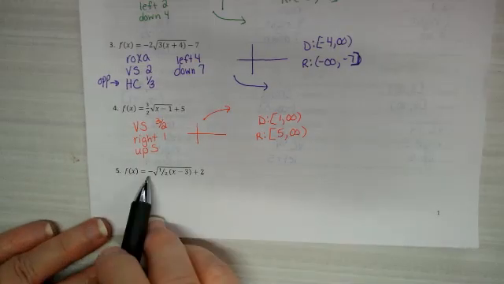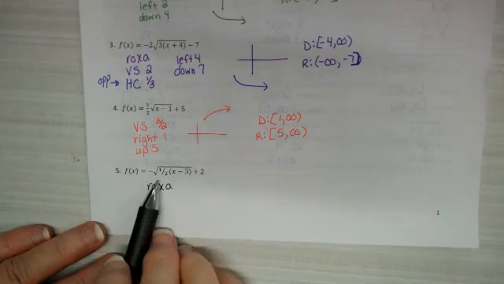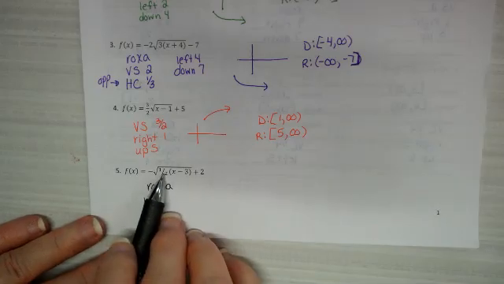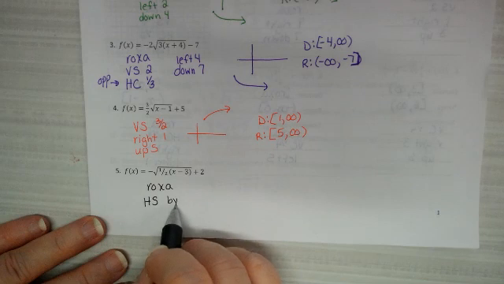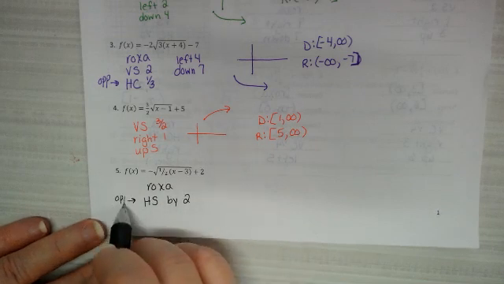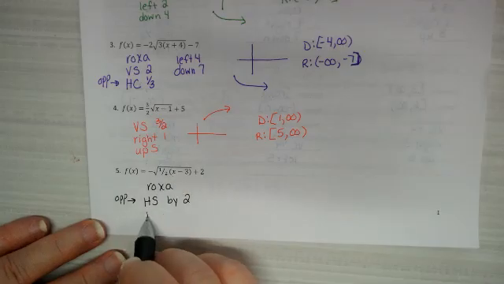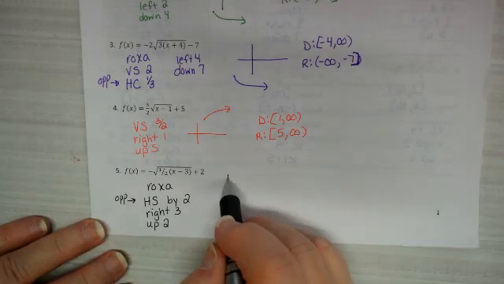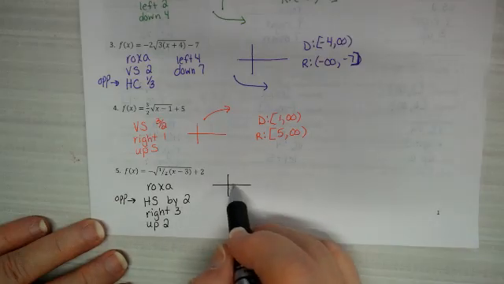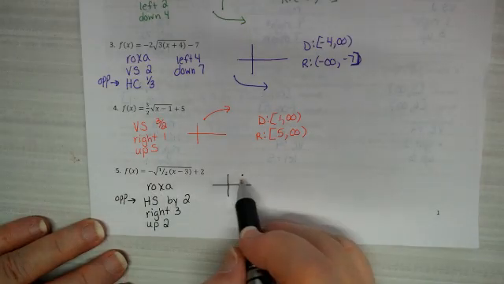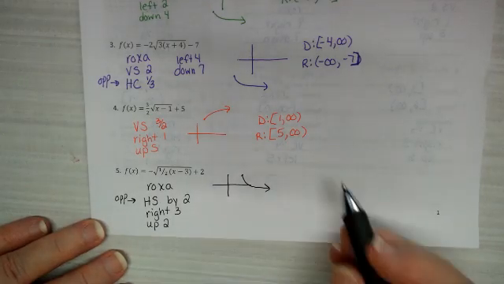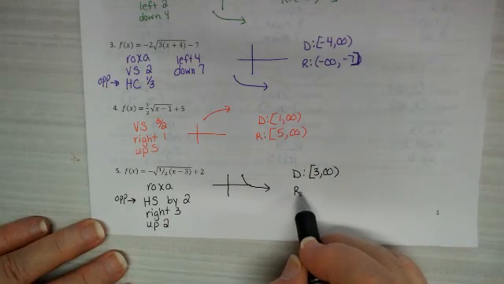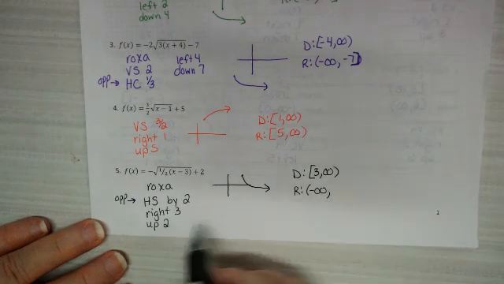Number 5. I've got my reflection over the x-axis. Now this 1/2, that's a b value. So it's a horizontal. Now it's opposite of what you think. It's going to be a stretch by 2. Remember, opposite, the horizontal. X minus 3 goes to the right 3, and then +2 goes up 2. So if I'm sketching a graph, I went to the right 3, up 2, and I reflected. So it's the bottom. Domain goes from 3 to infinity. Range, because it reflected, goes from -infinity up to 2.